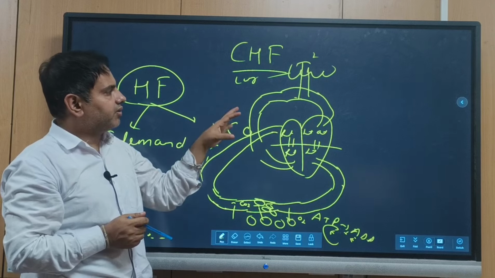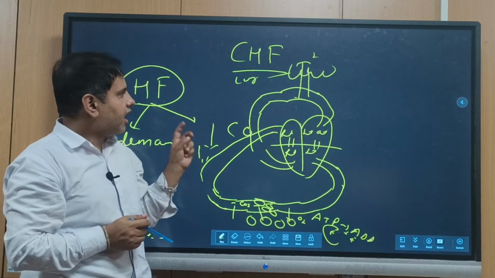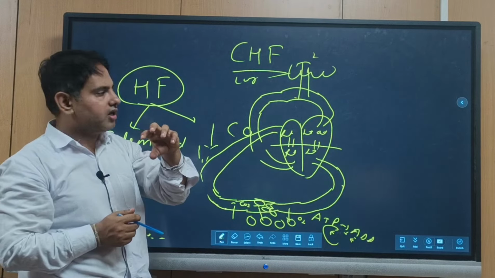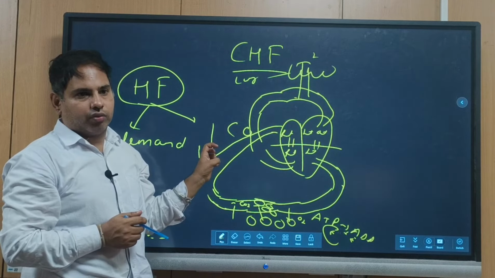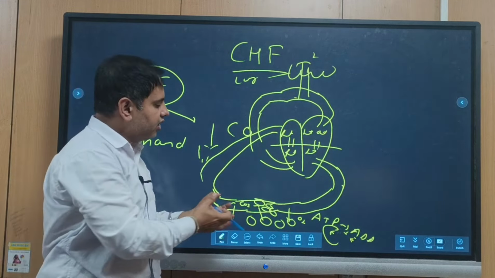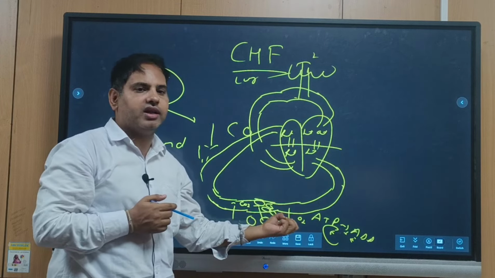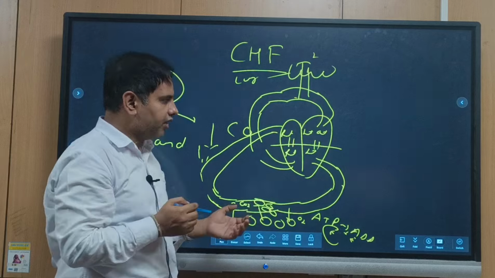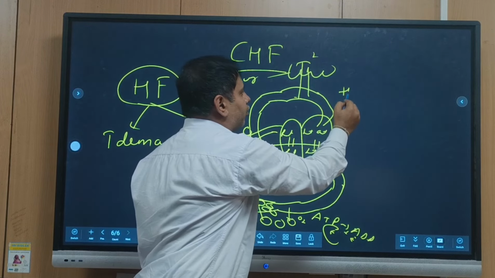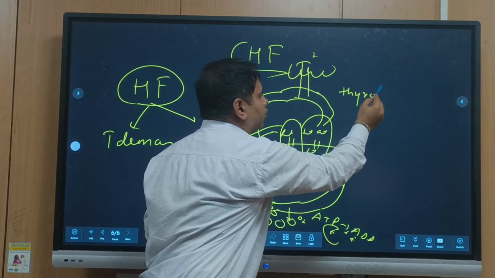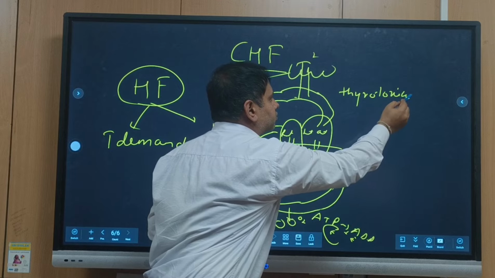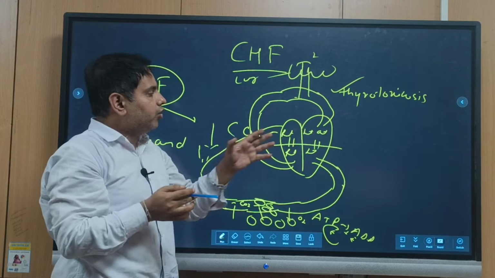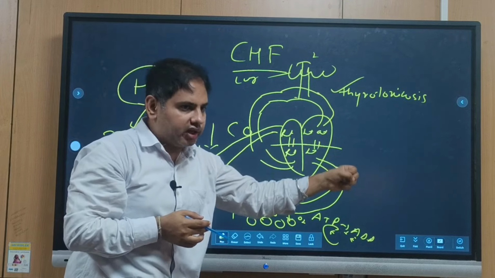So what is CHF? Congestive heart failure can happen, as I said, in two conditions: either an increase in the demand of the body, or a decreased cardiac output. The demand of the body can be increased in particular conditions. One of the conditions where demand of the body is increased is thyrotoxicosis, in which demand of the body is increased and your normal cardiac output is unable to meet that demand.